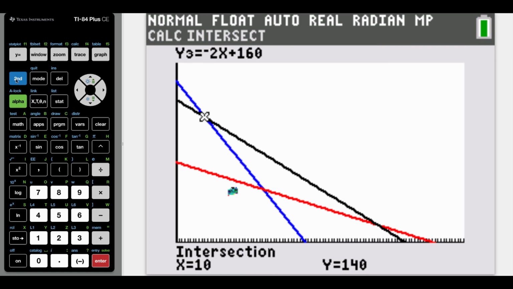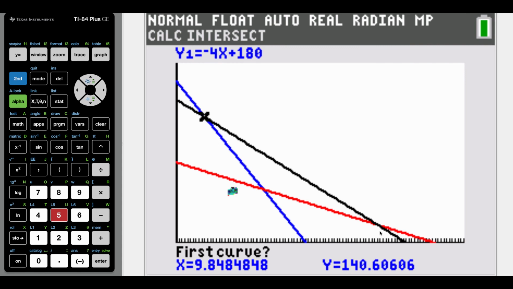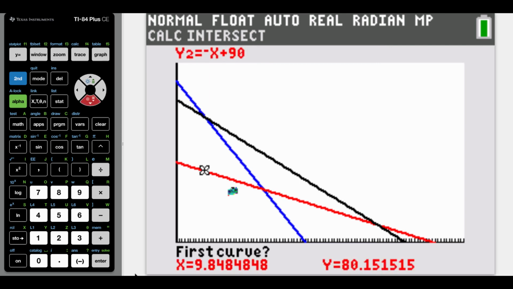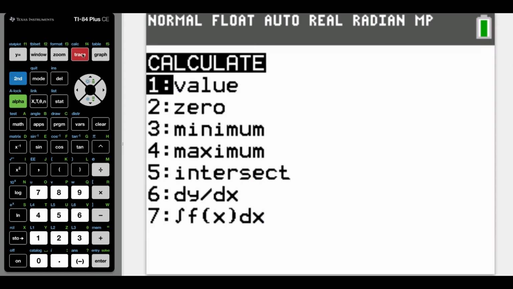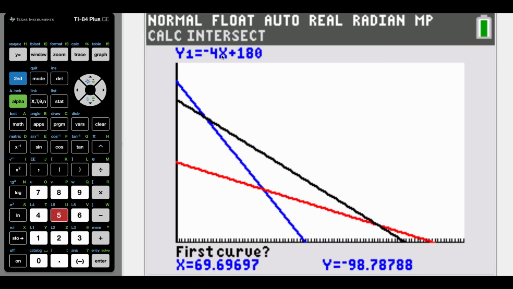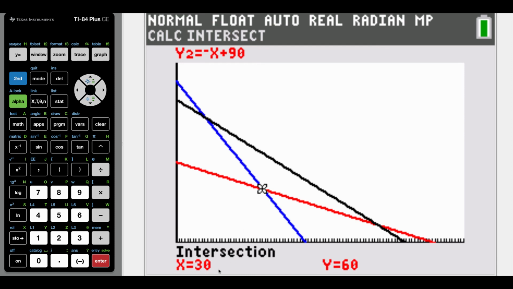Now we've got other intersection points that we need to find. So I'm going to go second calc and option number 5 again. For the next one, I'm going to look at the intersection between my red line and my black line. So I'm going to hit down to go to my red line and hit enter. Then I jump down to my black line. I hit enter, enter. So those 2 lines intersect at 70, 20. And then I need to do the intersection between my blue line and my red line. So second trace, option number 5. I'm on my blue line, that y1, so I hit enter. I switch over to my red line, that y2, so I hit enter, enter. And those 2 lines intersect at the point 30, 60.